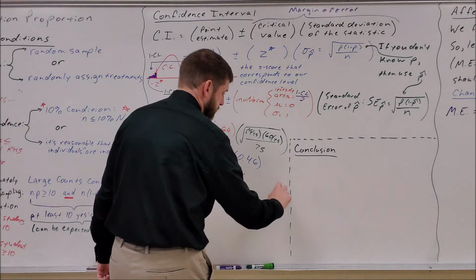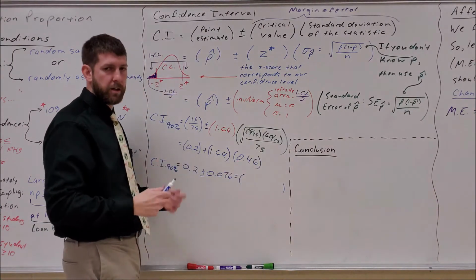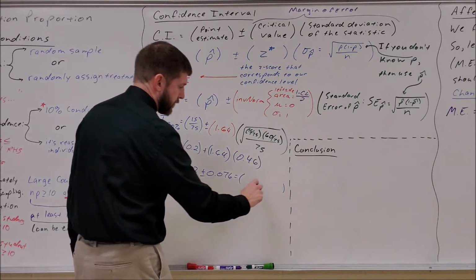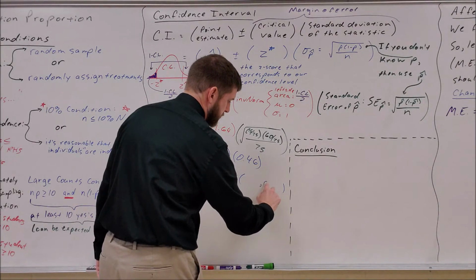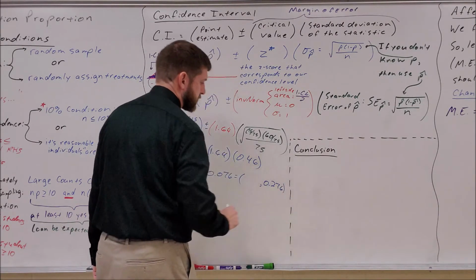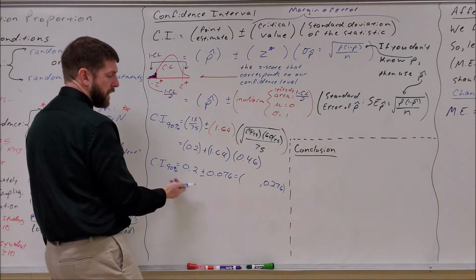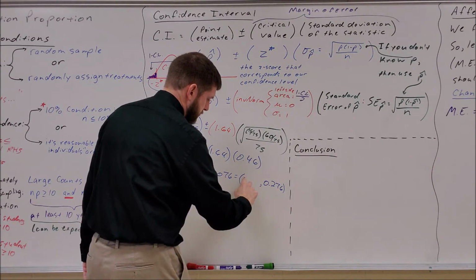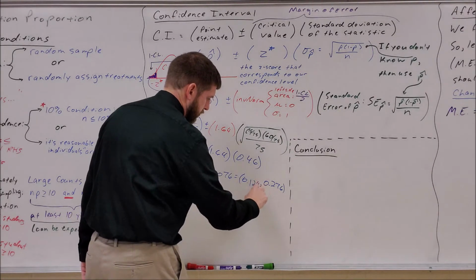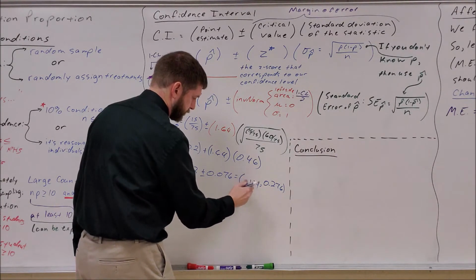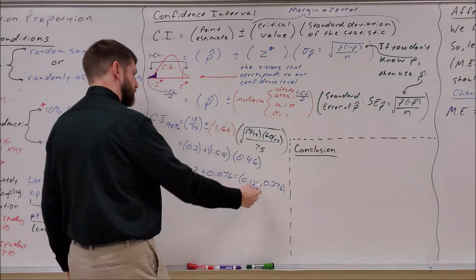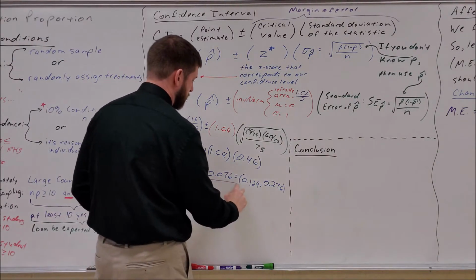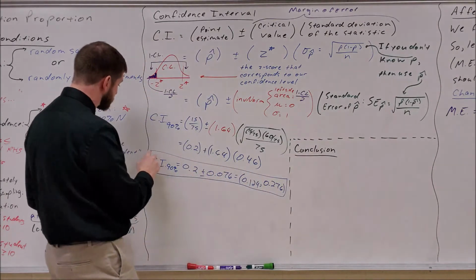So sometimes you'll also see it actually written out in interval notation. So if I did 20% plus the 7.6%, I get 0.276. Or if I did the 20% minus the 7.6%, I'd get 0.124. So this is the other way that you will see confidence intervals written, in interval notation.